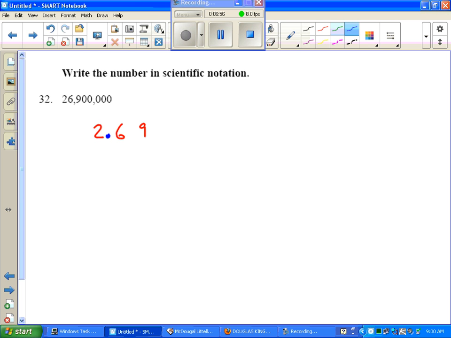If we put it between the 6 and the 9, then that'll give you the number 26.9. That's not between 1 and 10. So you have to move the decimal. You have to find out, it starts here, how many times you have to move it. You move it 3 times to get through this comma. You move it 3 times to get to the next comma, and then you move it 1 more. So that's 3 plus 3 is 6 plus 1 more is 7. So we moved it 7 times. It's a big number, so 2.69 times 10 to the positive 7th power. That's scientific notation.